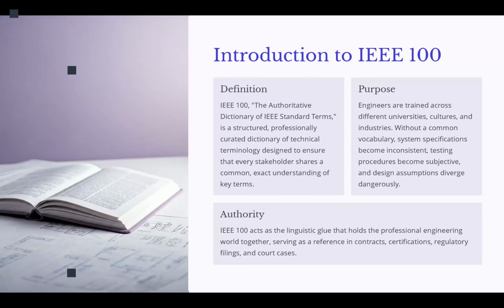That's very important. But what exactly is the IEEE 100? The IEEE 100 is not just a text, not just a dictionary, and not just a casual glossary. It's basically a formal, authoritative dictionary for our profession. What does that mean? The official title of IEEE 100 is The Authoritative Dictionary of IEEE Standard Terms. And it has a very strategic role in electrical engineering.